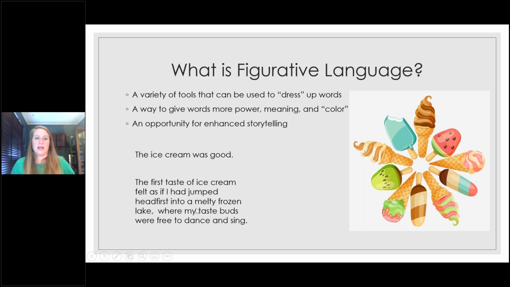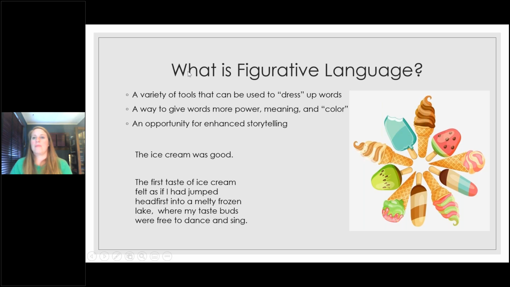However, if I said, the first taste of ice cream felt as if I had jumped headfirst into a melty frozen lake where my taste buds were free to dance and sing. Not only does that give you a whole lot more information, but it's a lot more interesting. I can imagine that cold ice cream hitting my tongue, it's sort of cooling my whole body down, and the fact that it's very delicious. So all in all, as good writers or good authors, we want to look for examples of these things when we're reading because it helps to keep our interest.